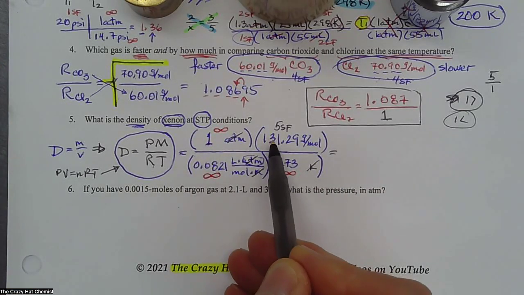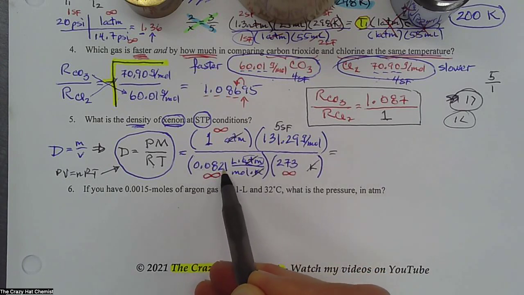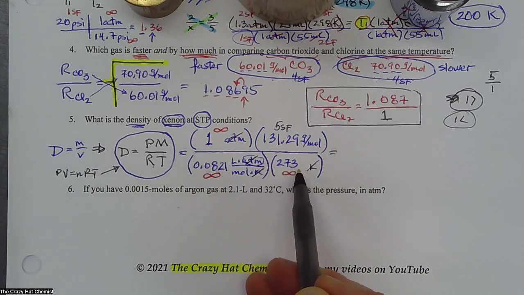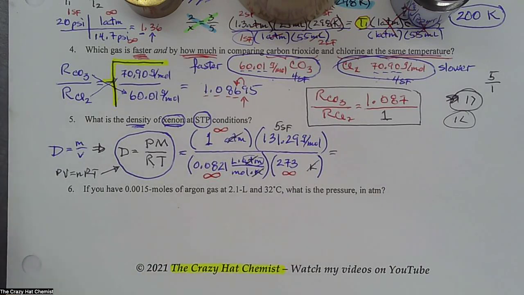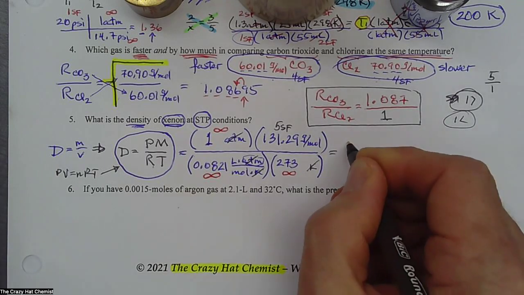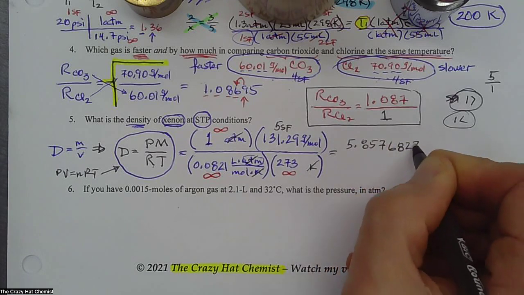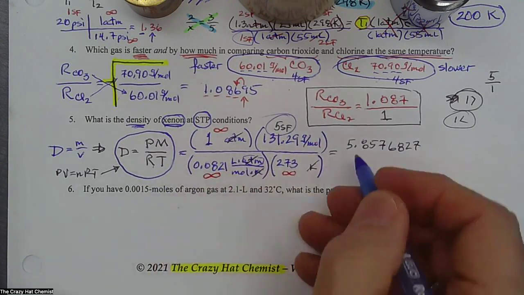So I'm going to have 1 times 131.29 divided by 0.0821 divided by 273. Okay, so 1 times 131.29 and then divided by 0.0821 divided by 273. And I'm going to get this number here. And wait a second, let's just verify this. Yes, that's correct. My number is 5.8576827.